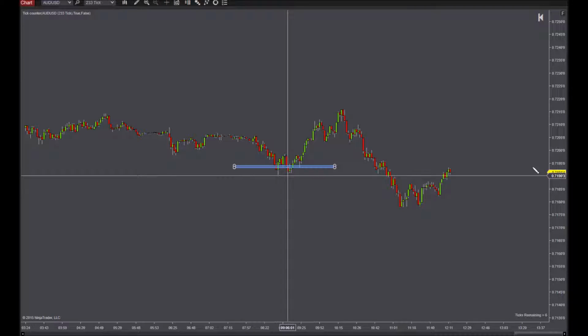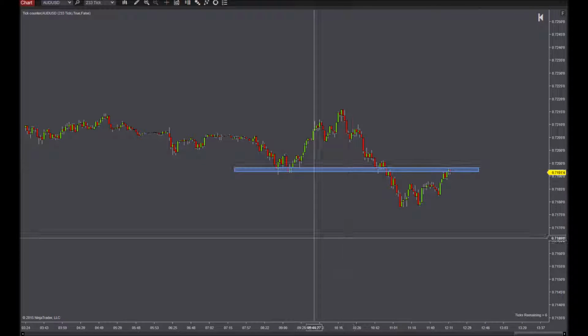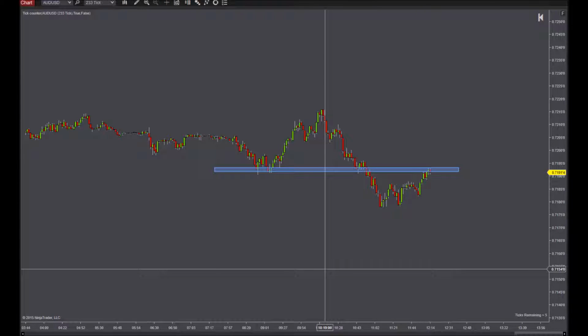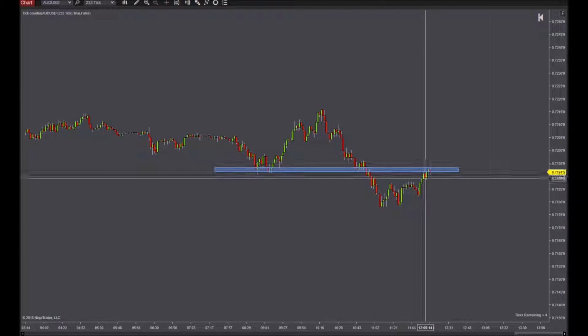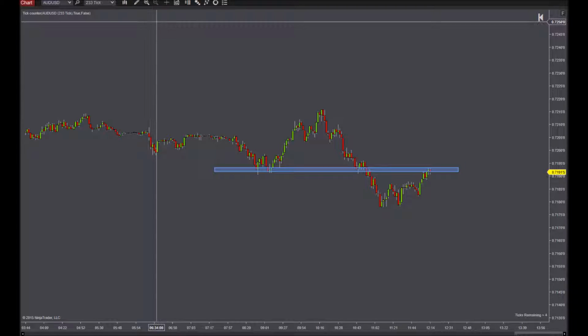draw a little rectangle around the structure here. So that's where we're at. So I'm just looking for a little more confirmation that the market is ready to continue back down. So let's identify our take profit areas, right?